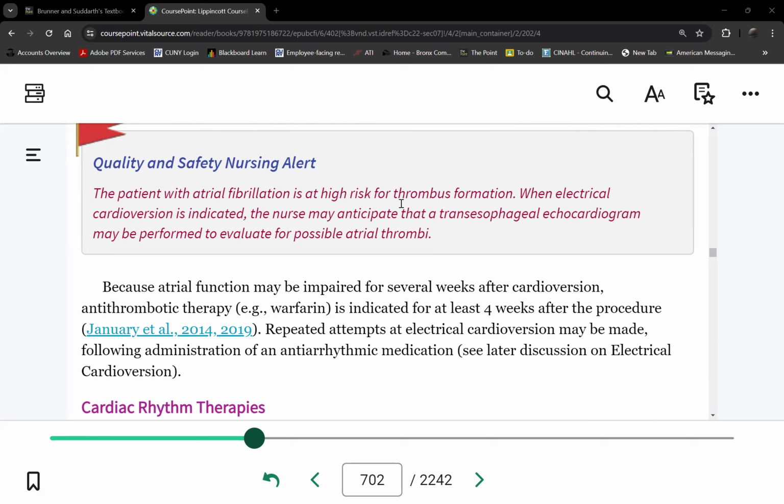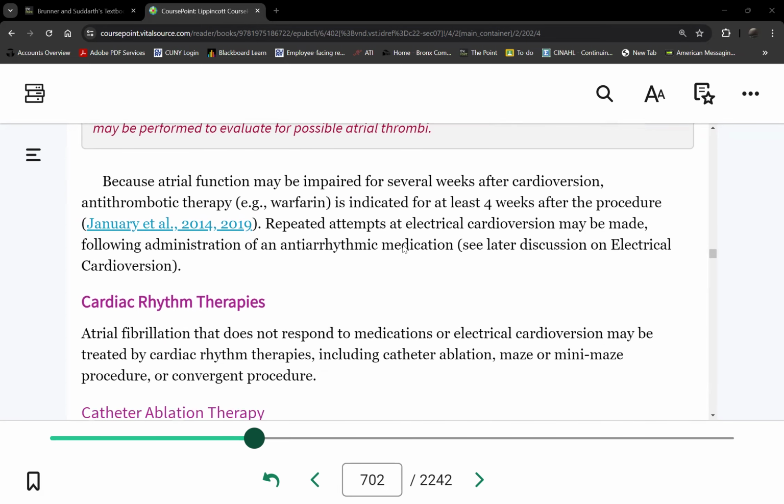AFib, again, because there are no P waves, right? So no P waves, so are the atria really contracting? No. If the atria are only quivering, that means blood is not leaving the atria completely. Anytime blood pools in any part of our body, whether it's the heart chambers or in the legs or in the arms, wherever, it will form blood clots, right? Because we know that's going to happen, we put the patient on anticoagulants. I'll discuss anticoagulant therapy in more detail when we get to 5th semester, under pulmonary embolism.